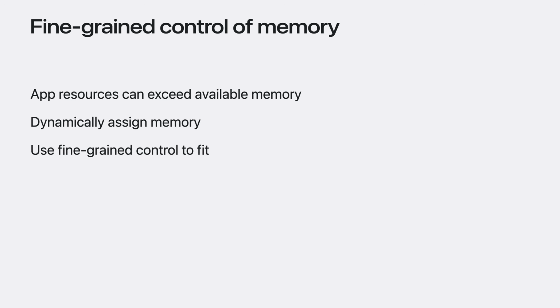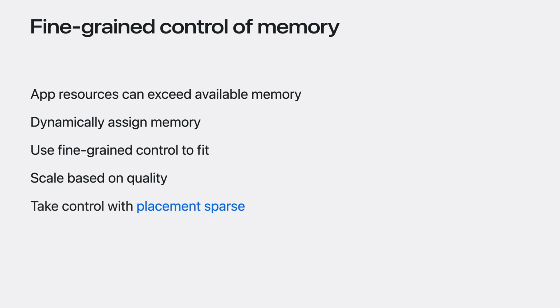Delivering beautiful games like Control requires more resources than ever. You may even require more memory than is available, especially when targeting a range of devices. To get the most out of the available memory, your app can dynamically control how resources use that memory. This requires fine-grained control of how memory is allocated to resources, since not all the resources are required at once. Apps can adjust quality by controlling the resident level of detail to support the same content across a wider variety of devices. Your app can do this using placement-sparse resources.